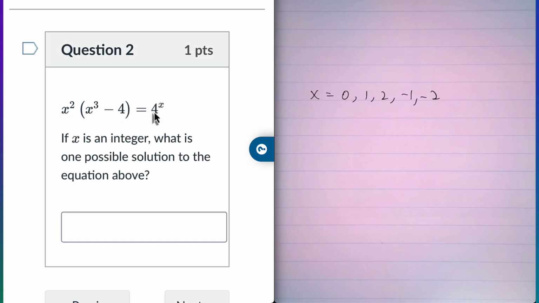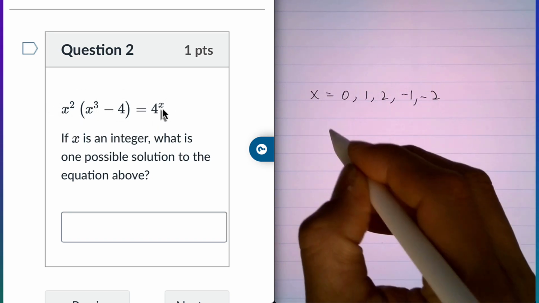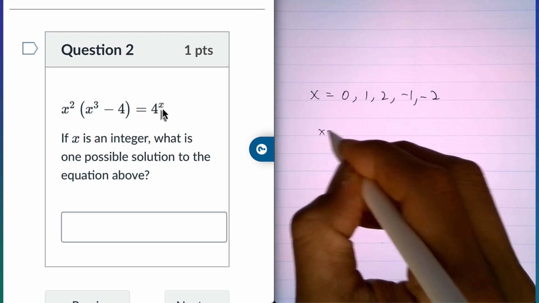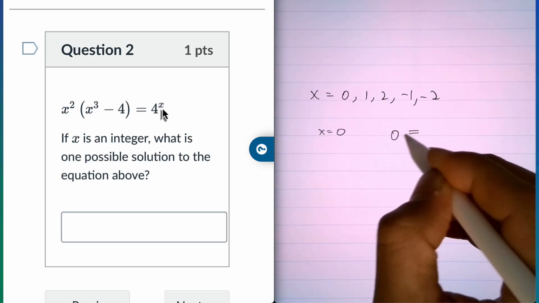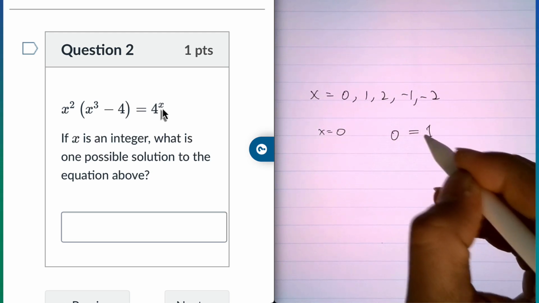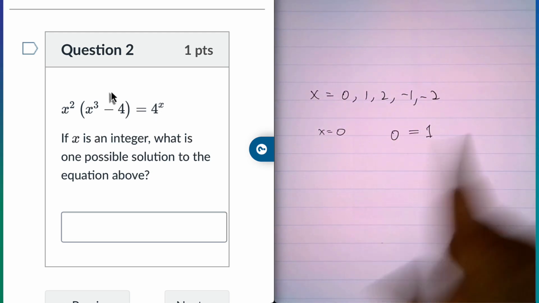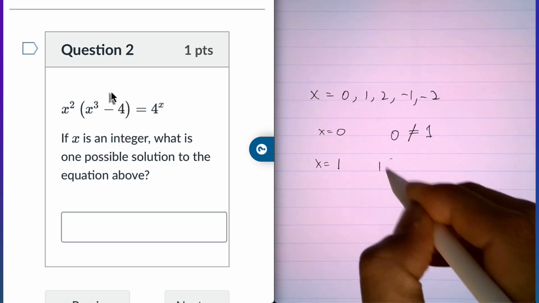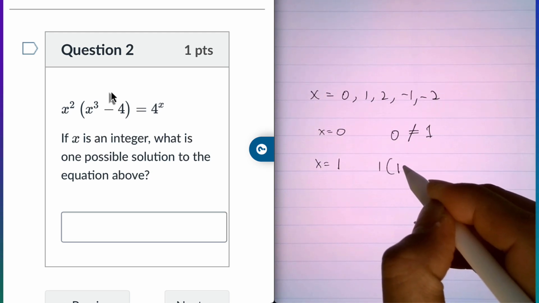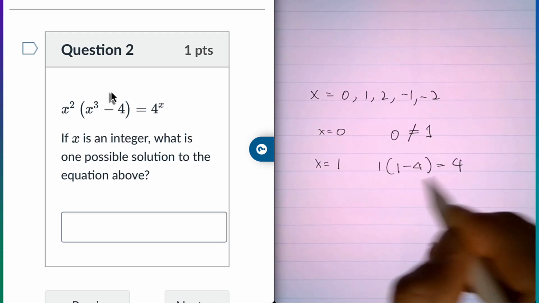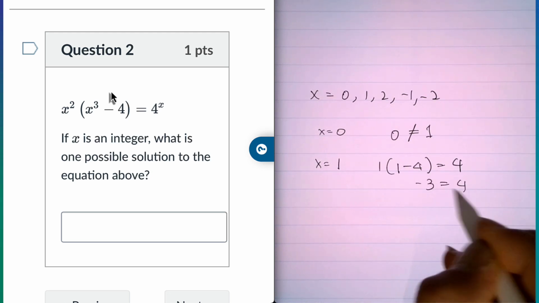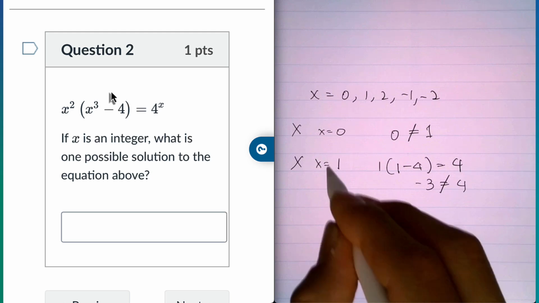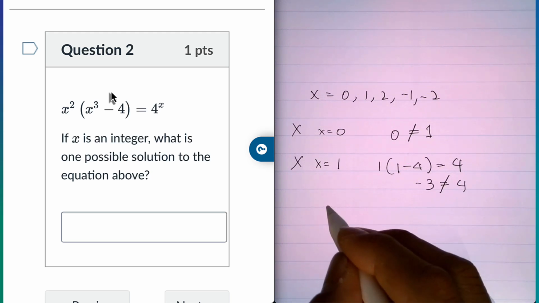On the right side, you get 4 to the power of 0. That's like saying 0 equals 1. Okay, when x equals 0, we get left side 0, right side 1, because anything to the power of 0 will be 1. That's not true. When x equals 1, 1 squared is 1, 1 cubed is 1. So we get negative 3 equals 4, and that's not true. So we can eliminate the choice x equals 1.